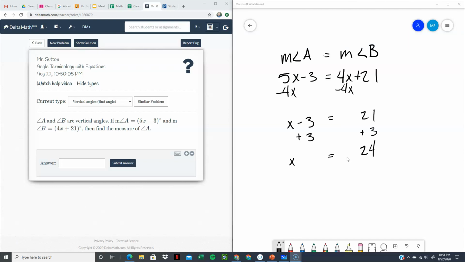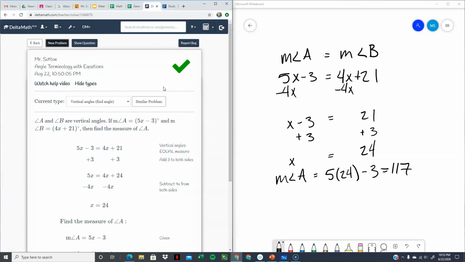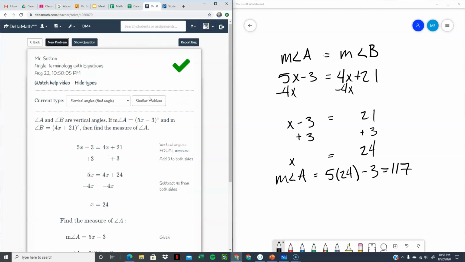So I got x equals 24. Once again, we're not trying to find x. Go back to the question. It says then find the measure of angle A. So I want to plug this 24 into 5x minus 3. So I'm going to go ahead and do that now. So I got 117. Let's go ahead and check that. 117. Submit answer. Yes, and that is correct.